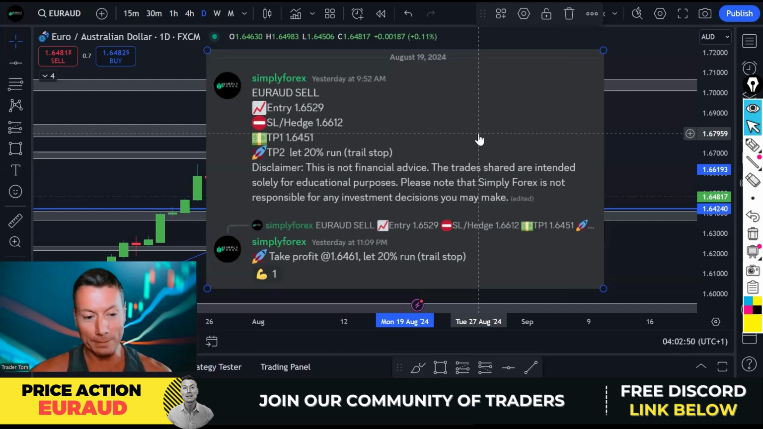Anyway, price action. Okay, so Euro Aussie dollar sells, right? This was the trade. Euro Aussie dollar sell, that was the entry, that was the stop loss, that was the TP. And I actually took the take profit a little bit earlier, but still left some profit to run.